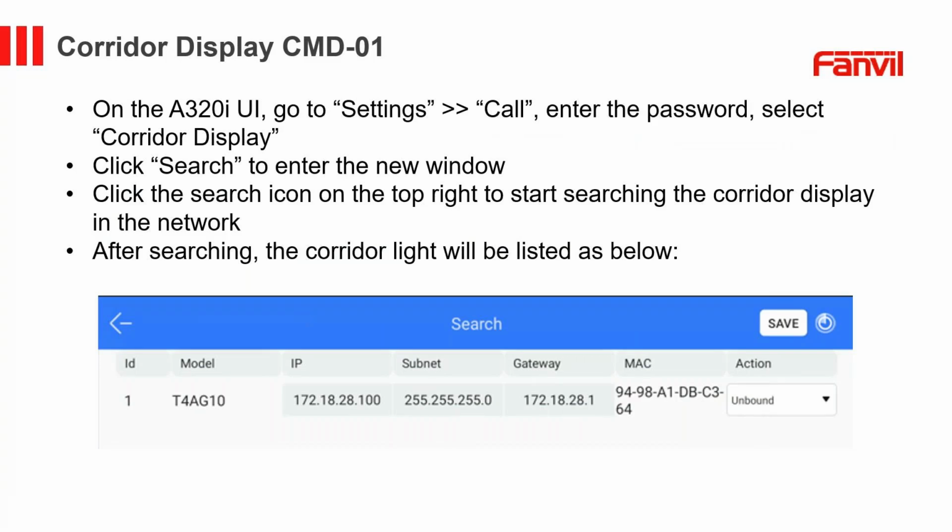And for the corridor light display, the same DI1. To add the corridor display to the system, you just go to settings, call corridor display on the A320i, as you can see here. So search for the device in the network and bind it to the specific index. So here is index 1 as an example. You can bind up to 10 corridor displays to the nurse console phone. So this supports 10 corridor lights.